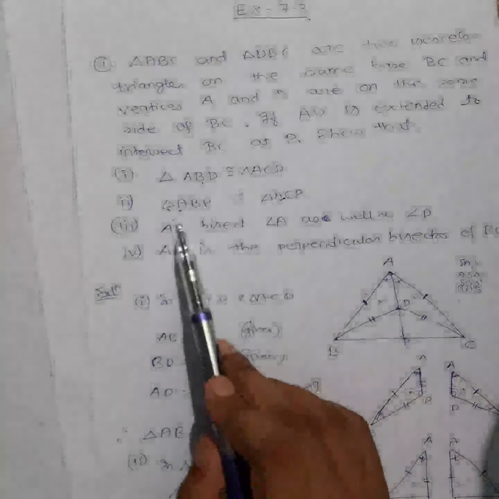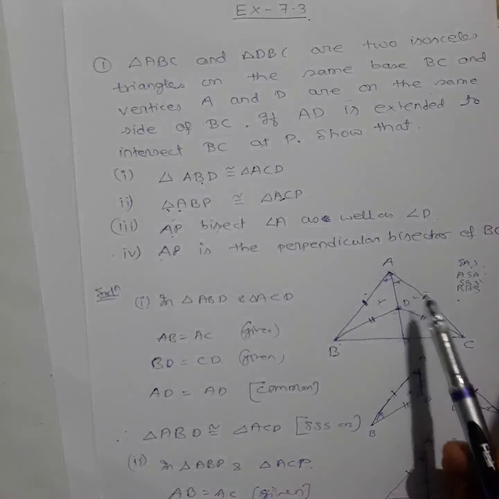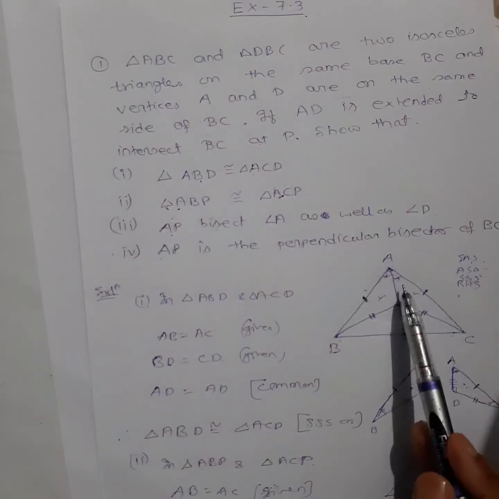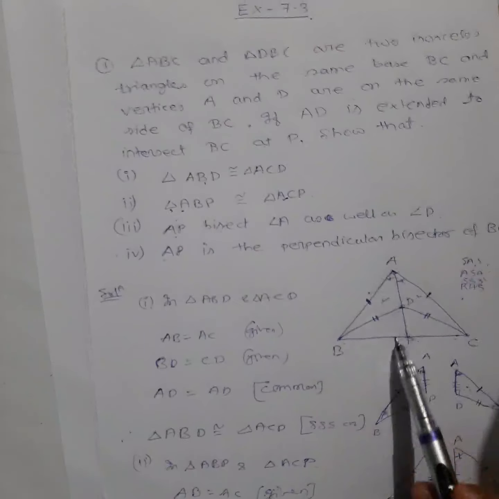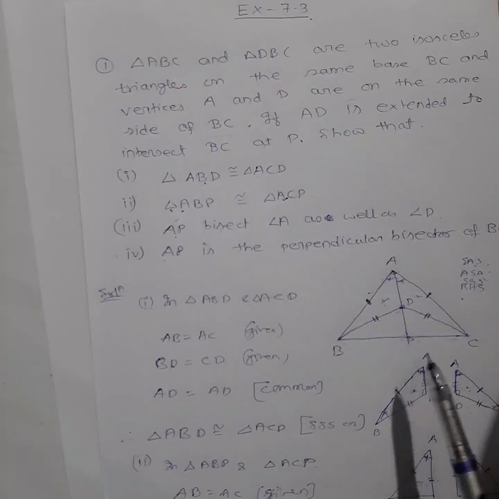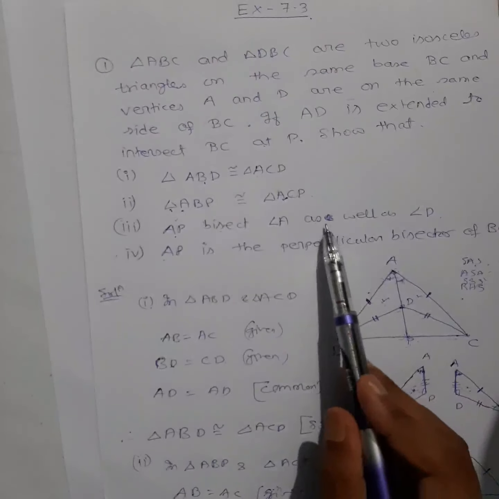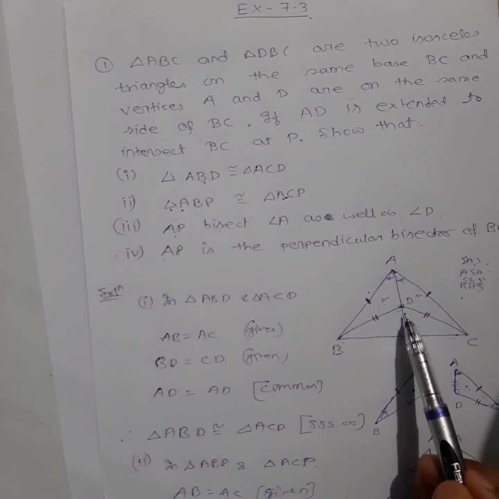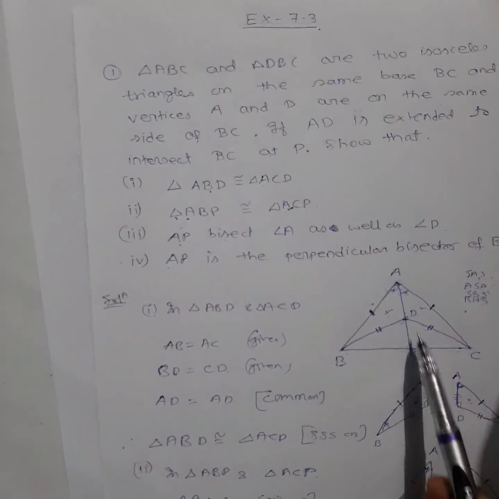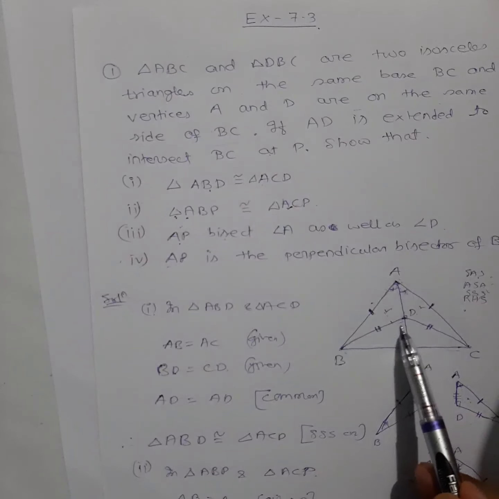Number 3, first part already done. You have to show AP bisects angle A. Already we have shown that, right? This is equal. We will simply write down, since this is equal to this, therefore AP bisects angle A. In the same way we have to show, as well as angle D, that this AP bisects angle D also. This is your angle D, right?